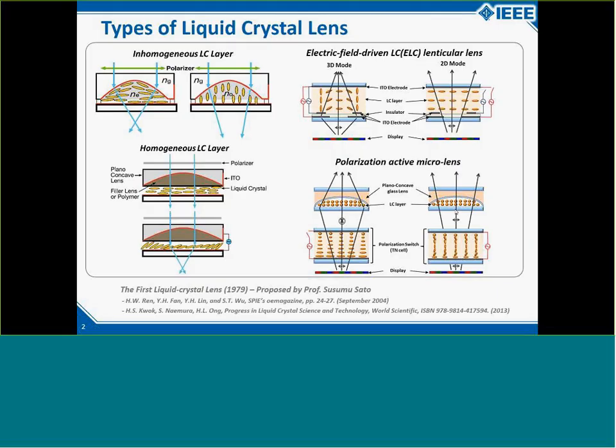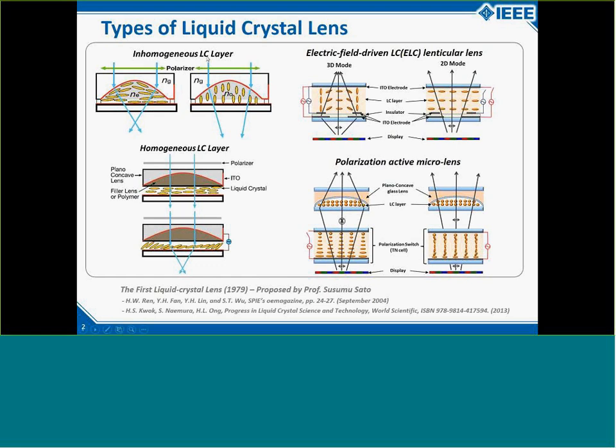I think many know that several types of liquid crystal lens have already been proposed. The liquid crystal lens was first proposed in 1979 by Professor Sato. In 2004, Professor F.T. Wu summarized those liquid crystal lenses into different types.